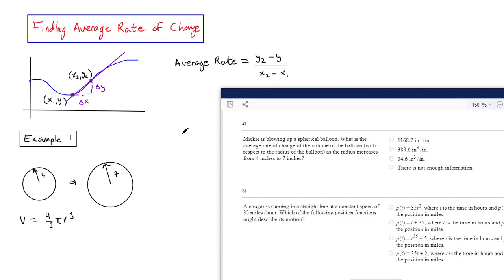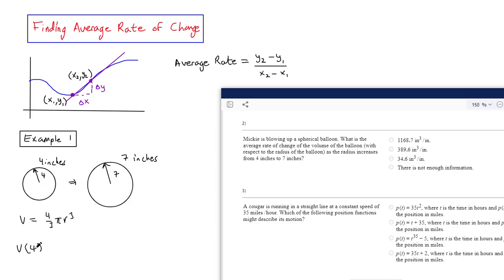So since we're calculating this average rate, we want the change in y divided by the change in x. In other words, what we want to do is calculate the volume when the radius was 4 inches, and then calculate the volume when the radius is 7 inches. So our first volume is going to be for 4 inches, second volume is going to be for 7 inches. And then we want to take a difference between those volumes, so we can write this as v of 4.